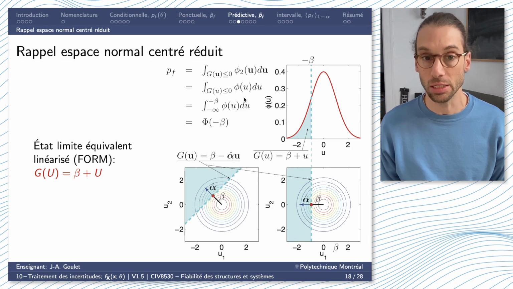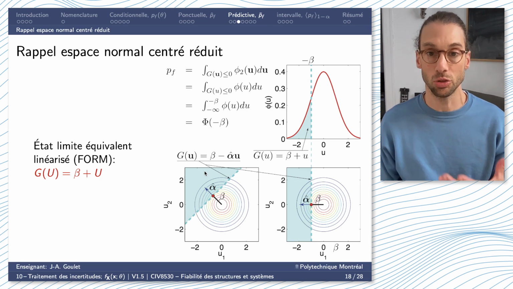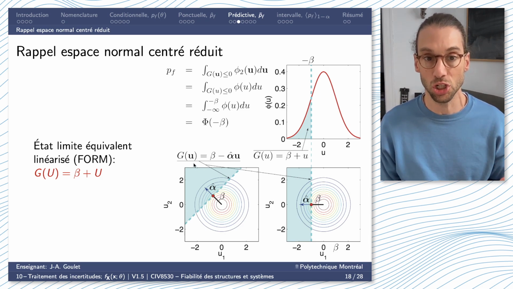How can I do this? It's because if this is my generic domain in U1, U2, and I have an arbitrarily oriented alpha vector, which defines an arbitrarily oriented limit state surface, then, as we saw in module 7, we can write this limit state surface as g of u equals beta minus alpha u. Okay, this is negative in the blue domain. This is positive in the white domain.